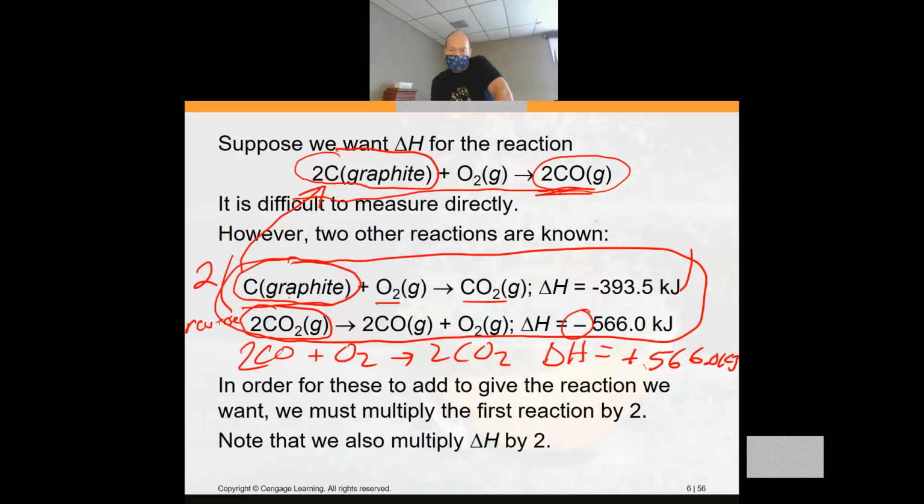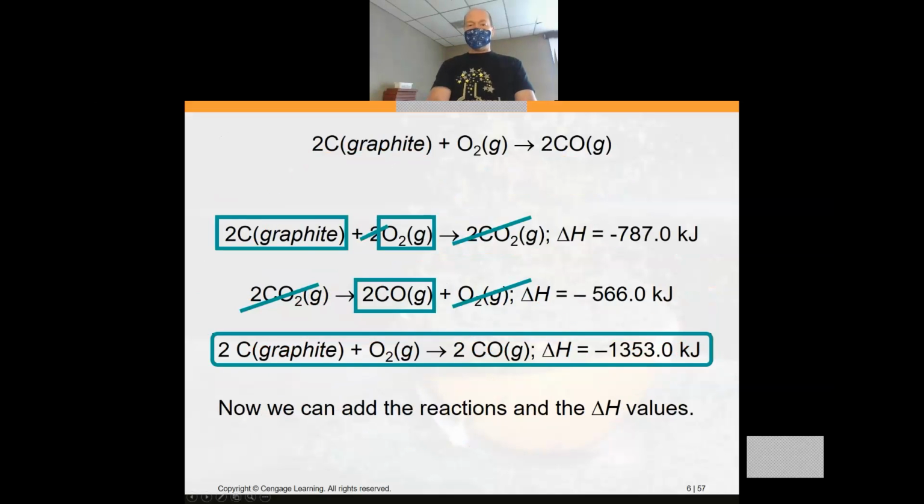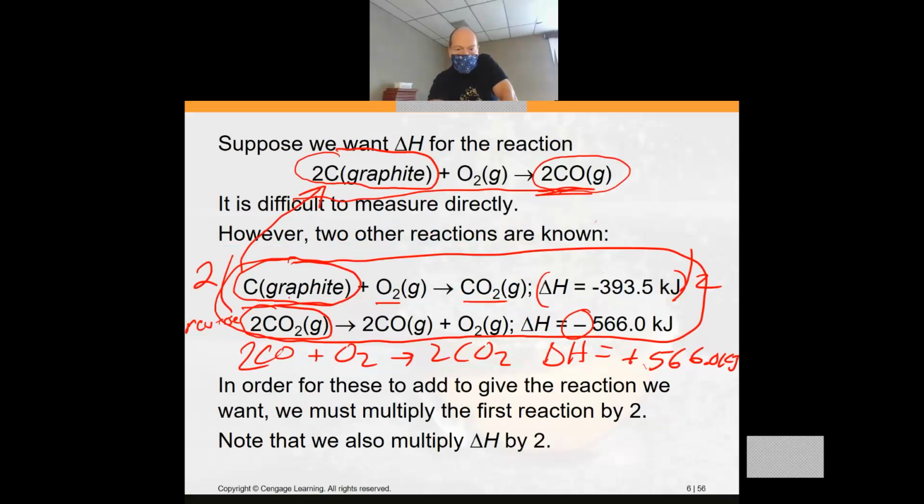All right, so the first reaction was multiplied through by 2. That means we have to multiply the delta H also by 2. We had to reverse the second reaction, and that means we had to change the sign. So when we multiplied the first reaction through by 2, we multiplied the delta H by 2. When we reversed the second reaction, wait a minute. What am I seeing wrong? You don't reverse the second reaction. All right, so scratch that.